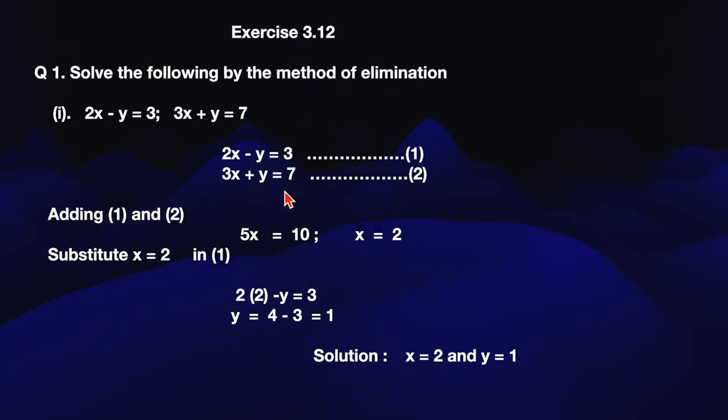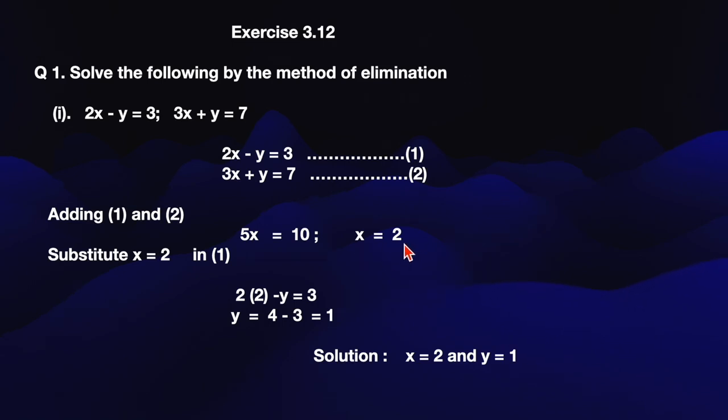When I add these two equations, the y gets cancelled out. Minus y plus y, I'm eliminating them. I'm going to add it. I get 5x minus y plus y, 0, is equal to 7 plus 3, which is 10. So 5x is equal to 10. Then I get the value of x as 2.